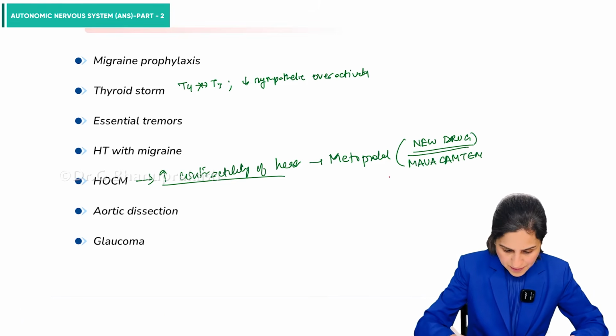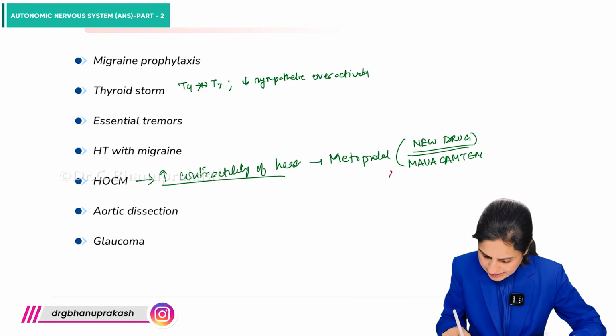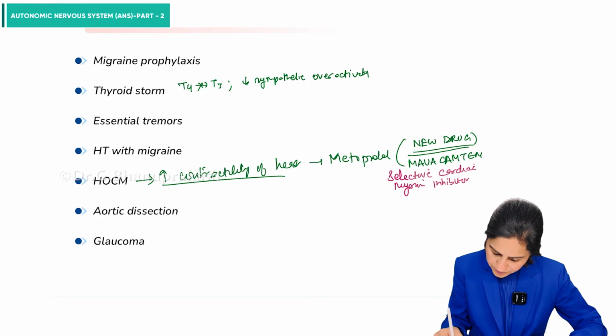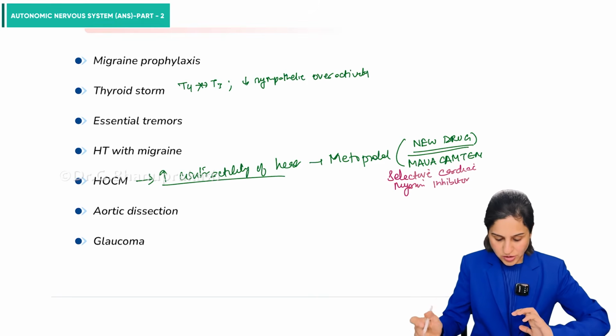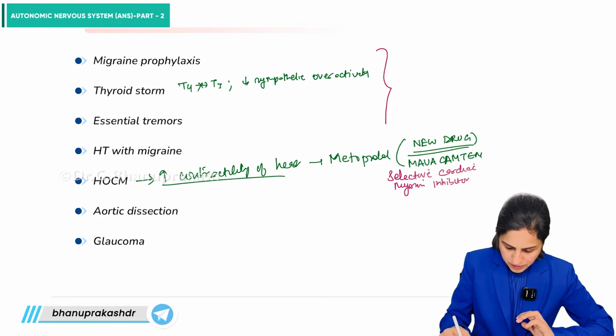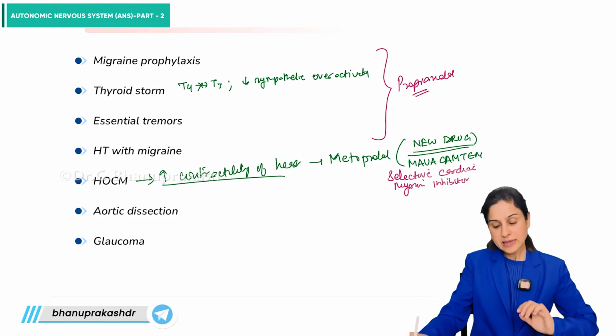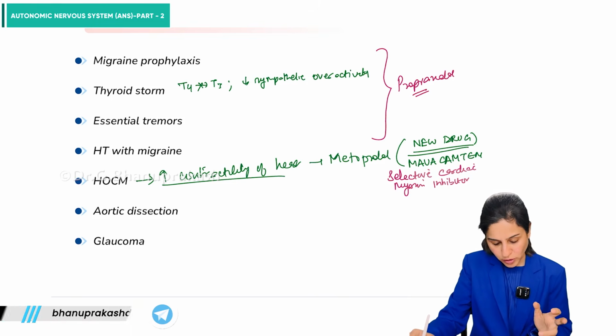So what is mavacamten? It is a selective cardiac myosin inhibitor. So it will inhibit the actin-myosin interactions, right? So it is helpful. So remember, for the first four we have propranolol as the drug, and for HOCM we use metoprolol.